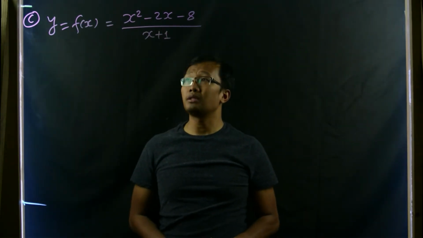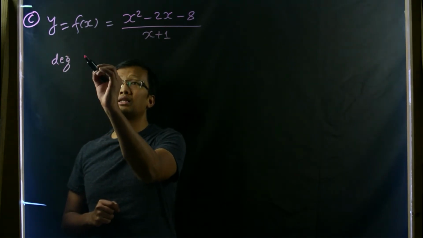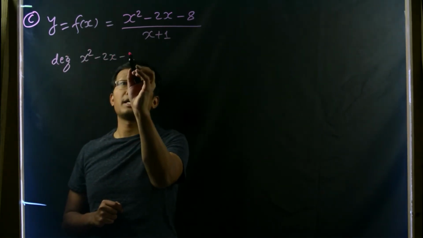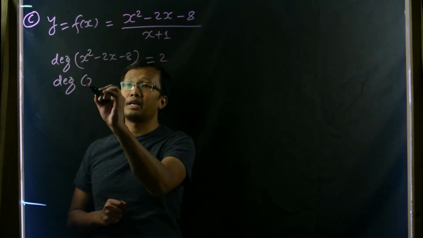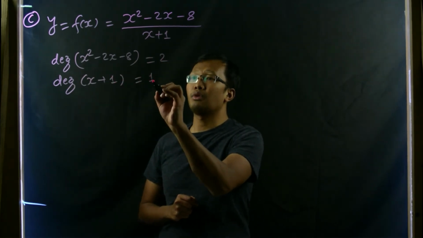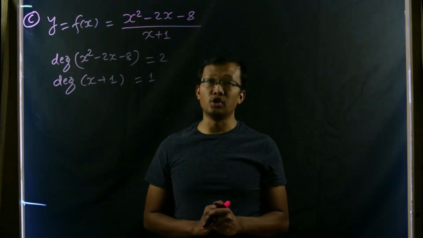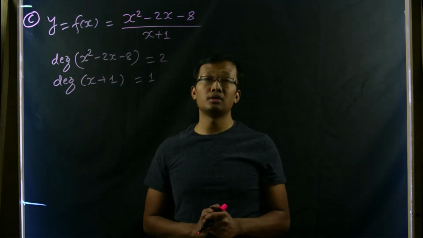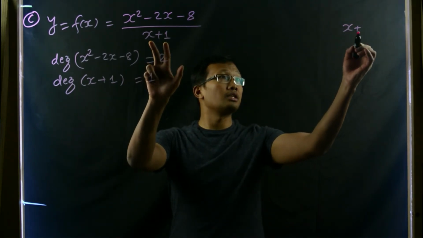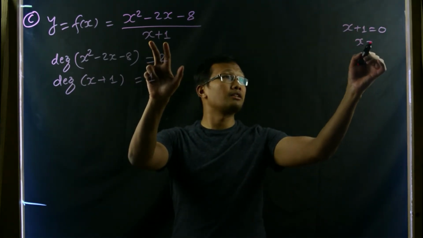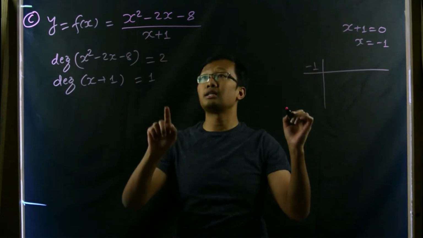Let's take another example where you can clearly see the degree of the numerator x square minus 2x minus 8 is 2, and the degree of the denominator x plus 1 is simply 1. So the degree of the denominator is lesser than the degree of the numerator. In this case, we need to do simple division. Let us set x plus 1 equals 0, that is x equals negative 1. Then we write negative 1 in here.